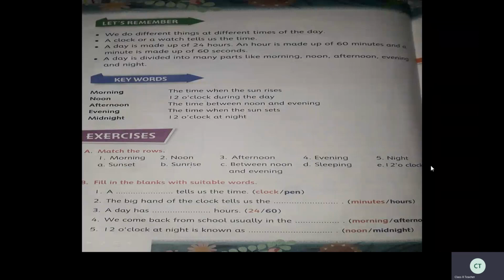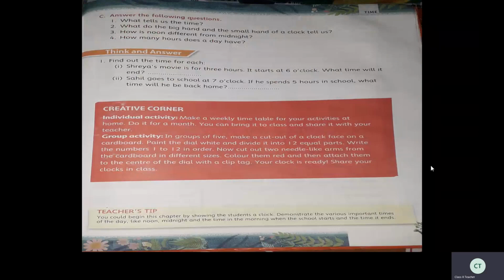The next, answer the following. What tells us the time? A clock or a watch tells us the time. Isn't it, children? The next, what do the big hand and the small hand of a clock tell us? The big hand of the clock tells us minutes and the small hand tells us hours.